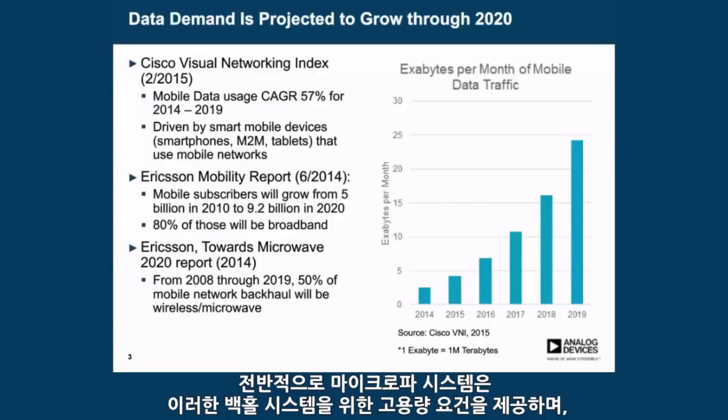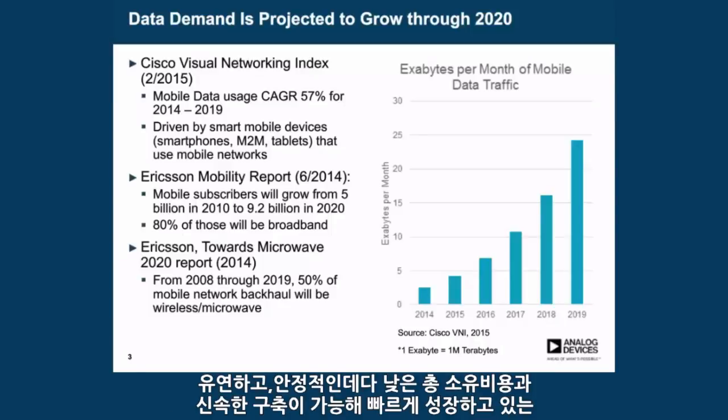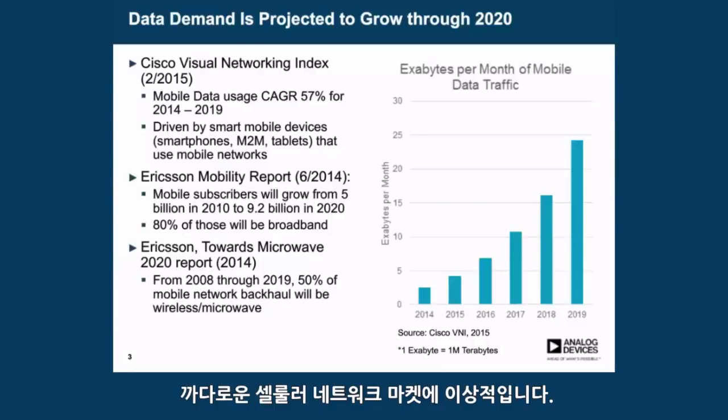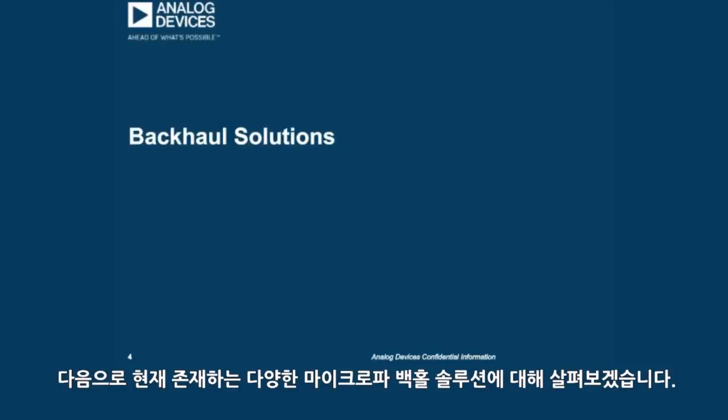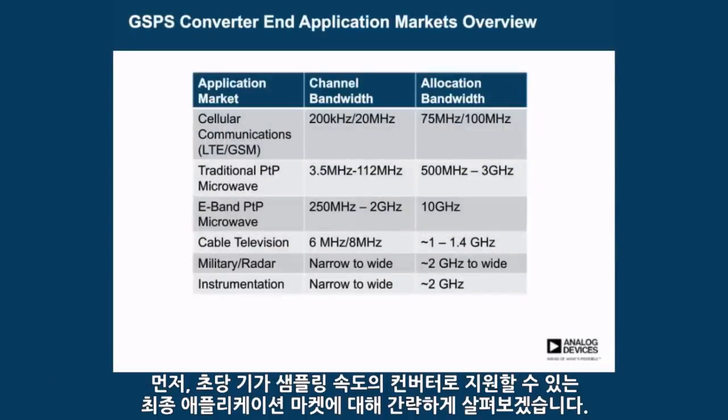Overall, microwave systems can provide the high-capacity needs for these backhaul systems into the future while being flexible, reliable, and at a low total cost of ownership and quick deployment pace, making them ideal for this fast-growing and demanding cellular network market. Next, I'll begin to talk about the various microwave backhaul solutions that currently exist. First, a quick overview of a few of the end application markets that gigasample per second converters can support.